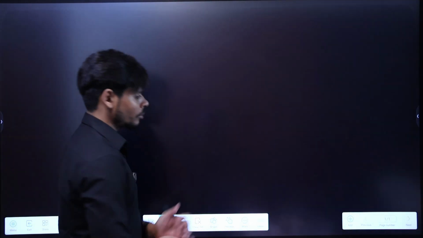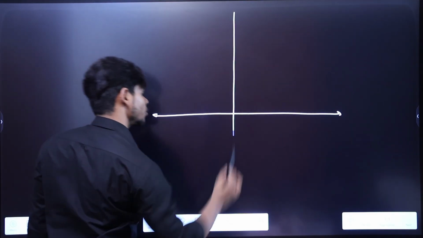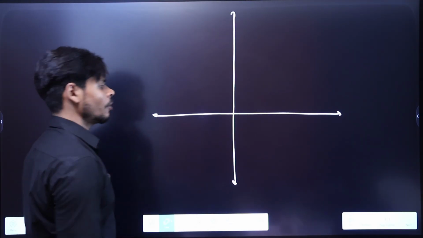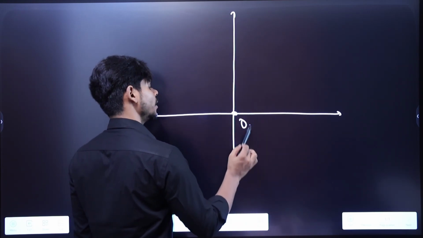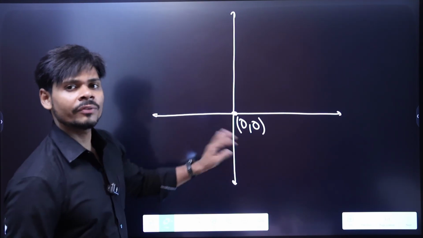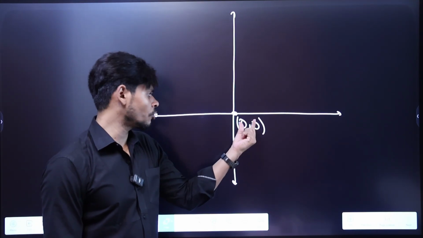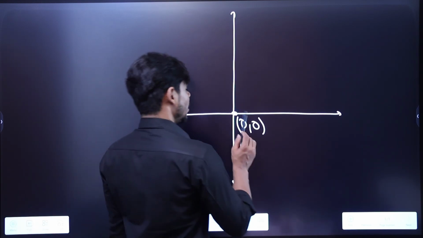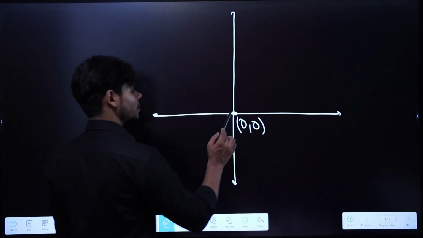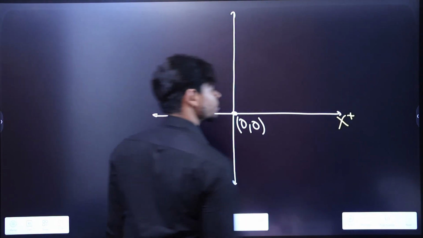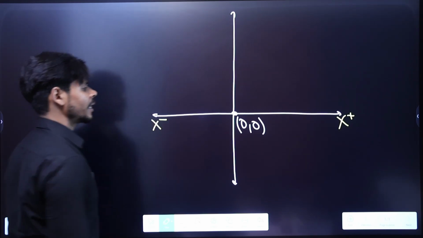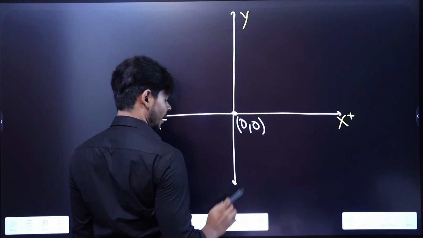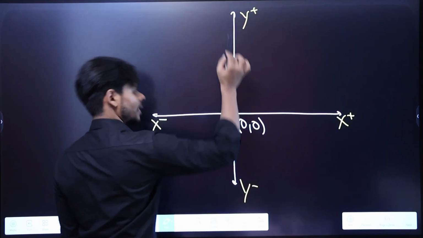Today, first of all, we'll do the basics. We already know that this one is your x-axis, this one is your y-axis. If this is your origin, where the horizontal and vertical lines intersect, the value of x and the value of y, basically this coordinate, is always 0, 0. If you move to the right side from this origin, the value of x becomes positive, and in the same way, on the left-hand side it becomes negative. And the upper one is the positive y-axis, and this is the negative y-axis.